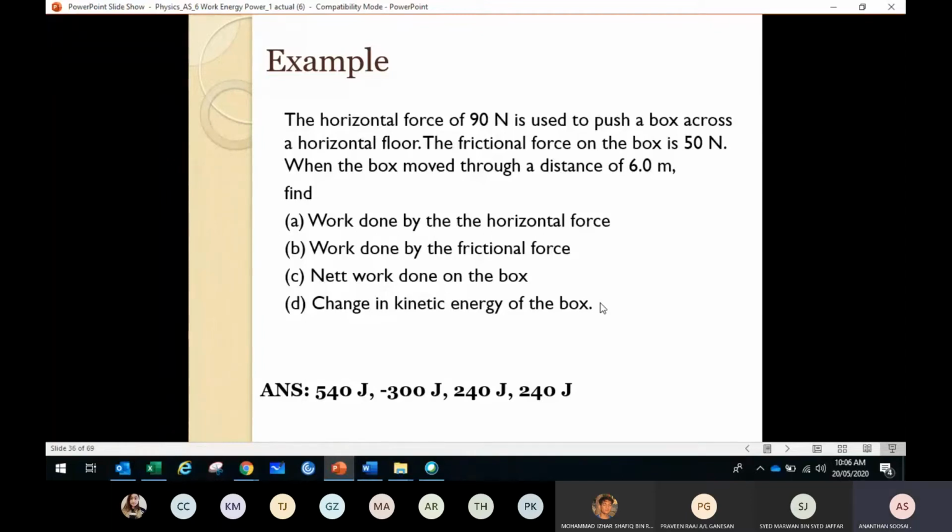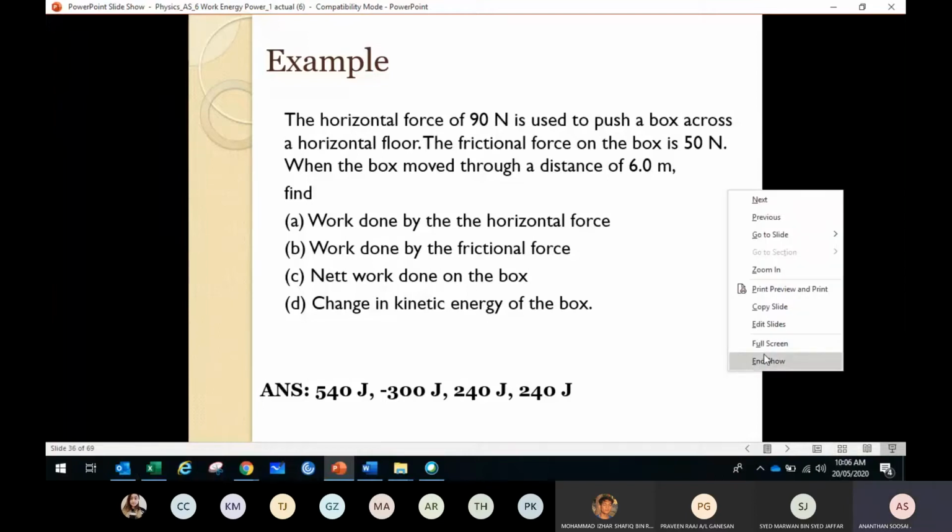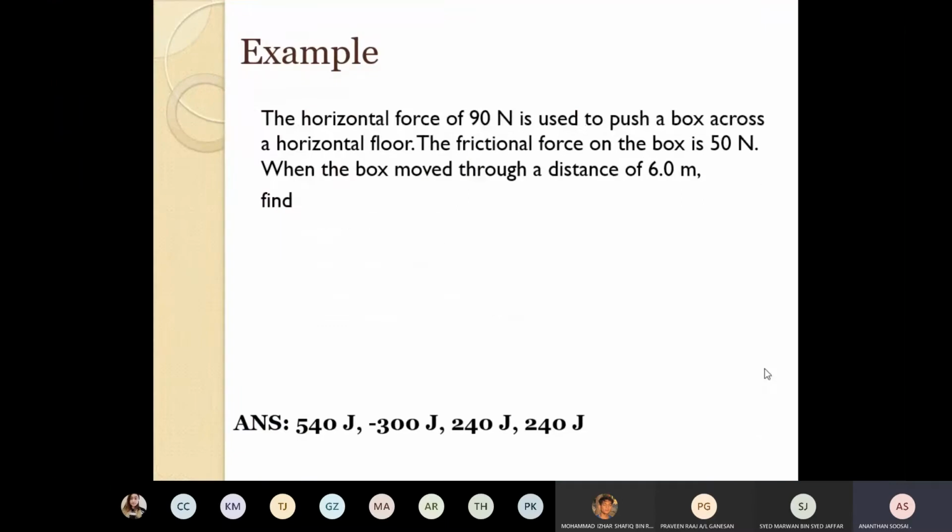A horizontal force of 90 Newton is used to push a box on a horizontal floor. The frictional force on the box is 50 Newton, and the box is moved through a distance of 6 meters. What is the work done by the horizontal force?